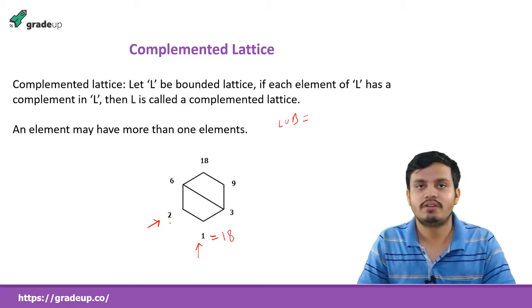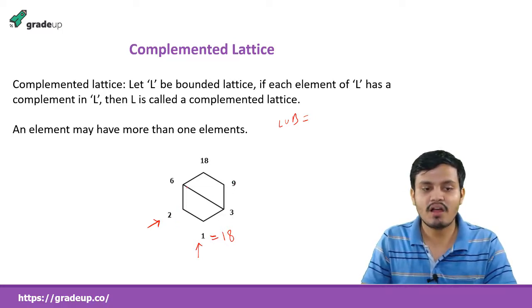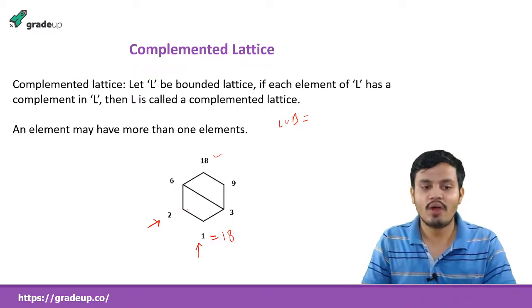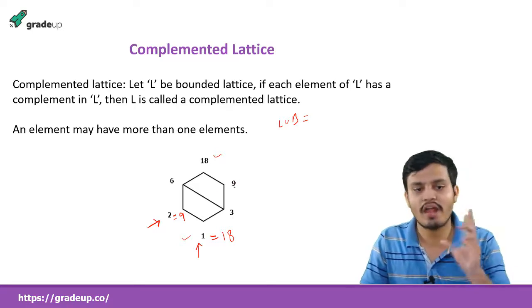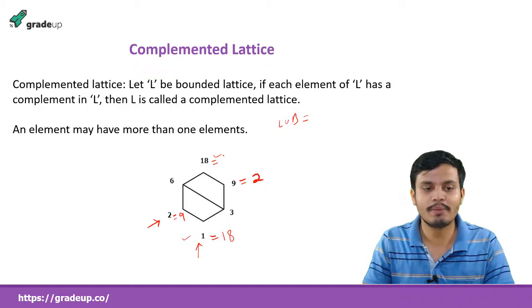So for 1, I am writing that 18 is the complement. Now for 2, try to find yourself which is the complement of 2. The complement of 2 will be 9. The LUB is 18, the upper bound, and the GLB is 1, the lower bound. So yes, 9 is the complement for 2. Similarly, you don't need to find it for 9 because these operations are commutative, so for 9, 2 will be the complement. Also for 18 the complement will be 1.